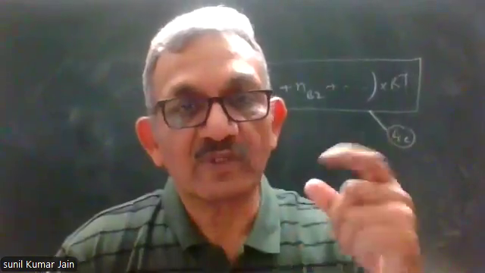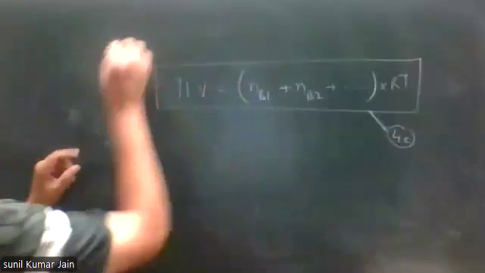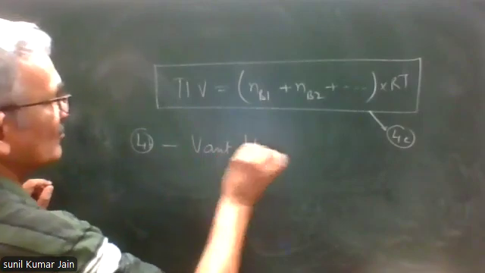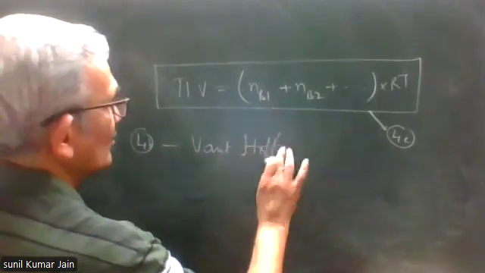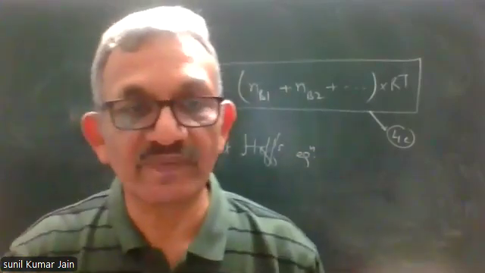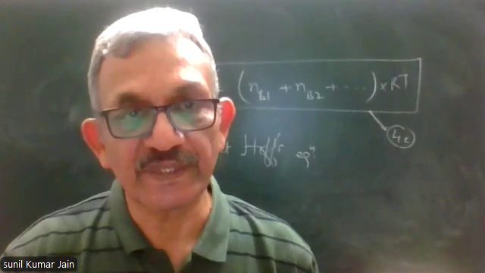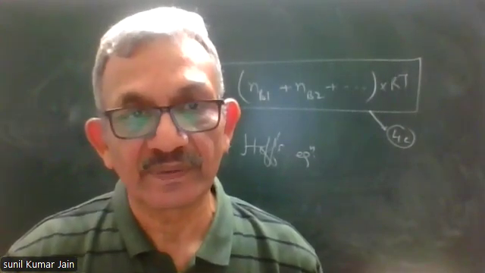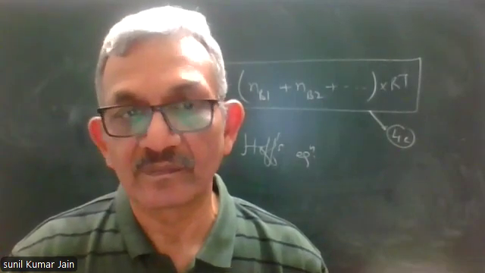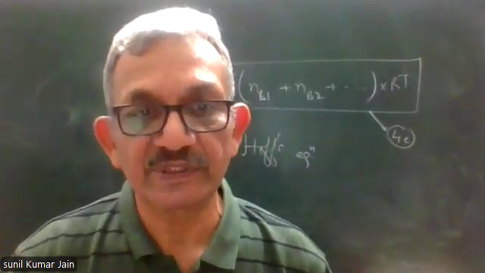Yes, one thing more, I forgot to tell you that equation number 4B is called Van't Hoff's equation. Equation 4B is called Van't Hoff's equation. Now again, one numerical on 4C. Yes, I've shared. Check it.